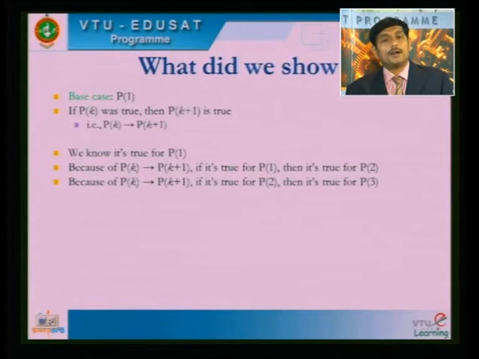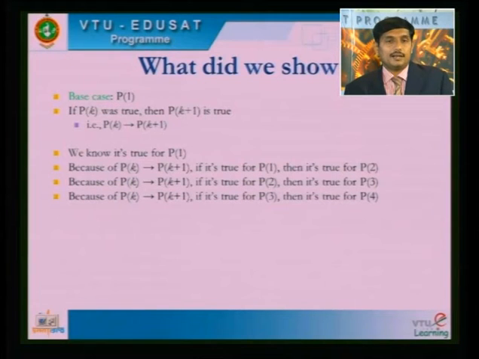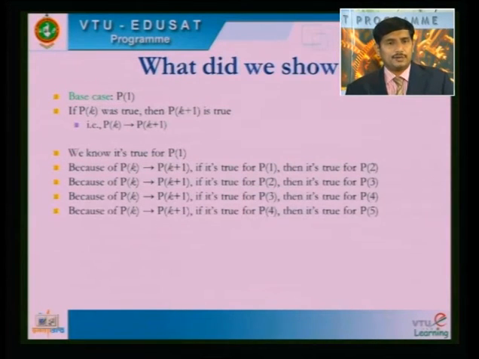If it is true for P of 2, then it is true for the next integer, P of 3. Similarly, because P of k implies P of k plus 1, if it is true for P of 3, then it is true for P of 4. That is the induction. Then, if it is true for P of 4, it is true for P of 5, and similarly it goes onwards to infinity.